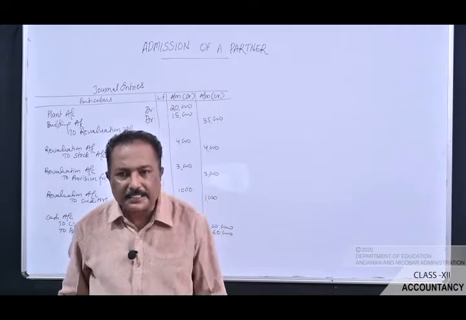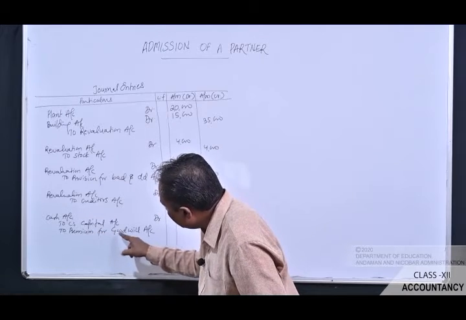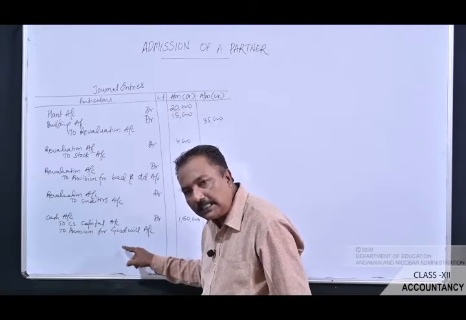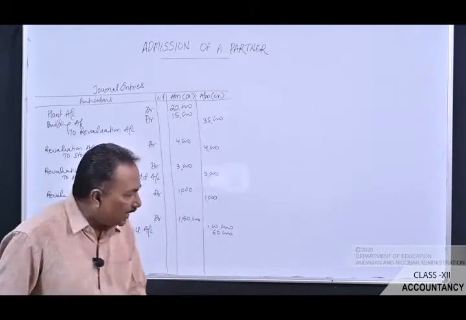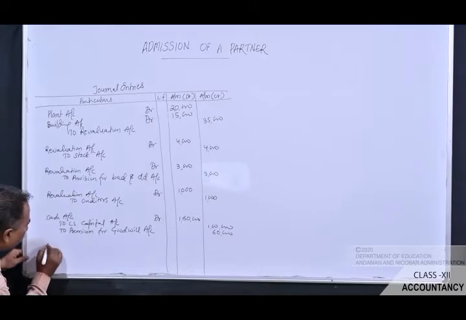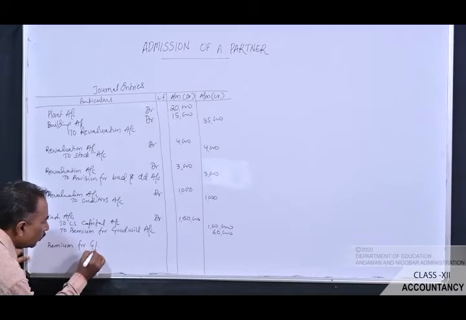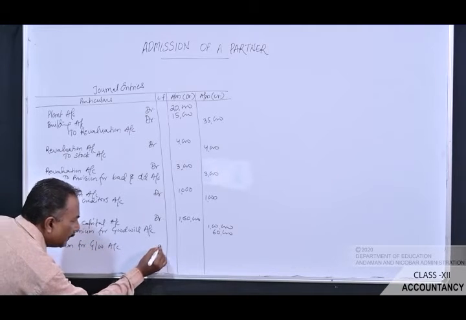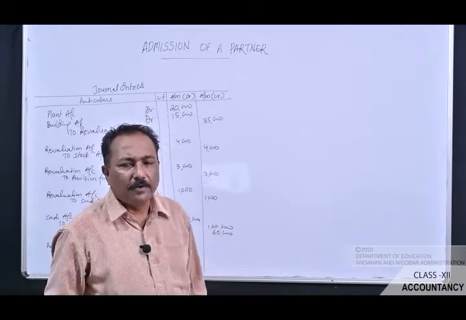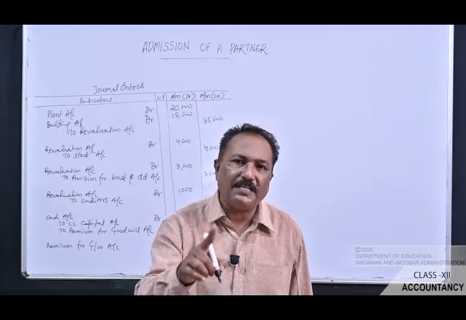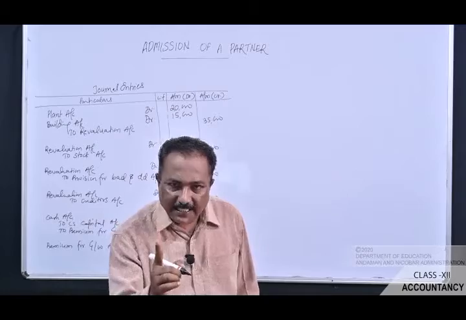Now let's transfer this premium for goodwill to the sacrificing partner's capital account. For this purpose, we will pass a general entry, and the general entry will be premium for goodwill account debit to sacrificing partner's capital account. See here in this case, we don't know whether both the partners have sacrificed or not. For this purpose, we will have to calculate the sacrificing ratio.